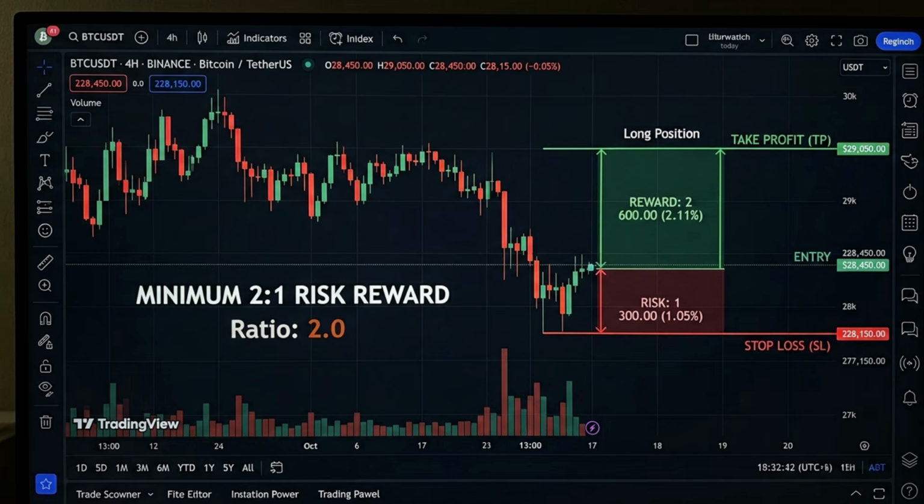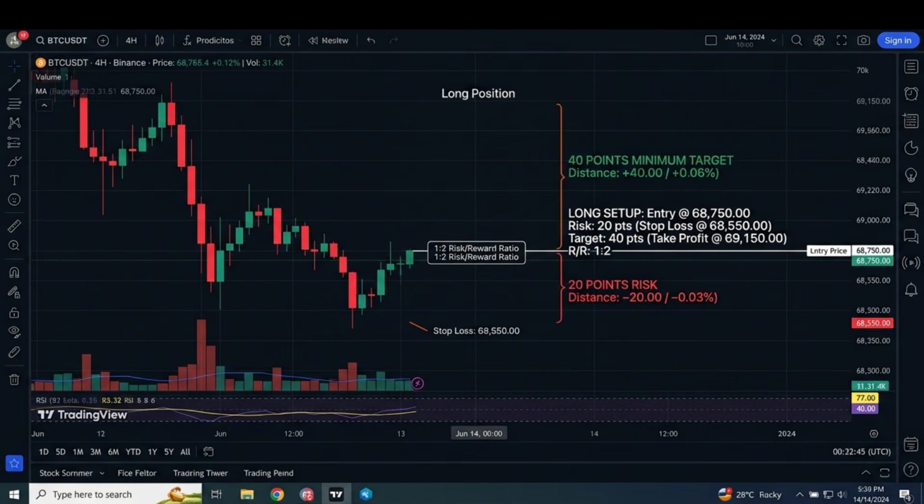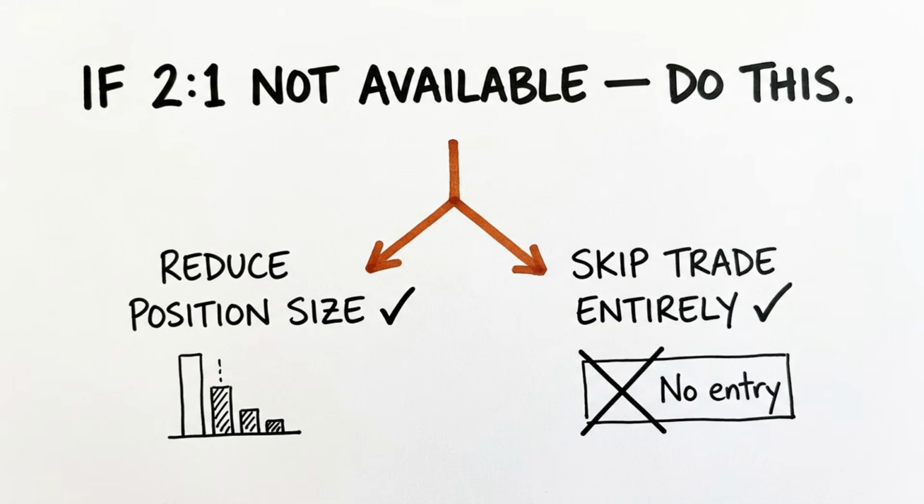Your minimum risk reward should be 2 to 1. If the distance from your entry to your stop is 20 points, your target should be at least 40 points away. If the nearest target does not give you 2 to 1, either the entry zone is not in the right place or the sweep low was too far from the nearest liquidity above. In that case, reduce your position size or skip the trade entirely.